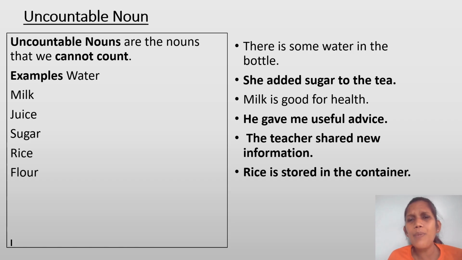Very simple. There is some water in the bottle. Water को हम count कर सकते हैं क्या? नहीं. She added sugar to the tea. Okay, sugar को हम गिन सकते हैं क्या? नहीं. हम अंदाज से sugar चाय में डालते हैं, right? Milk is good for health. Milk को आप count कर सकते हैं क्या? नहीं. He gave me useful advice. Advice को हम काउंट कर सकते हैं क्या? नहीं. हम जितनी चाहे उतनी एडवाइस दे सकते हैं. थोड़ी दो, कम दो, लेकिन आप काउंट नहीं कर सकते, राइट?